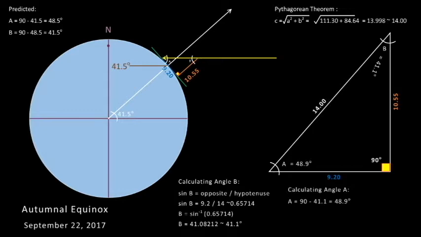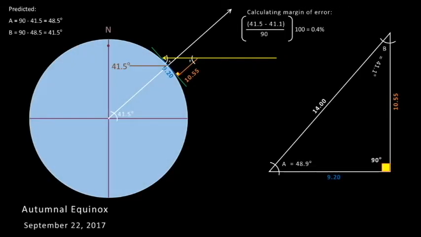All right. Now, obviously, I was off a bit. Here's the calculation of the margin of error. I was off 0.4%. Not a big deal. I was actually pretty accurate when I did this.